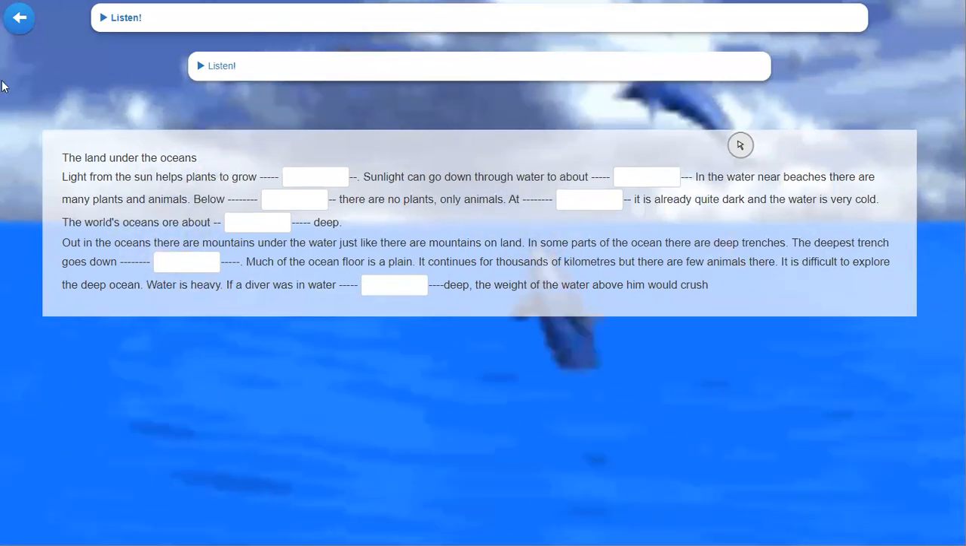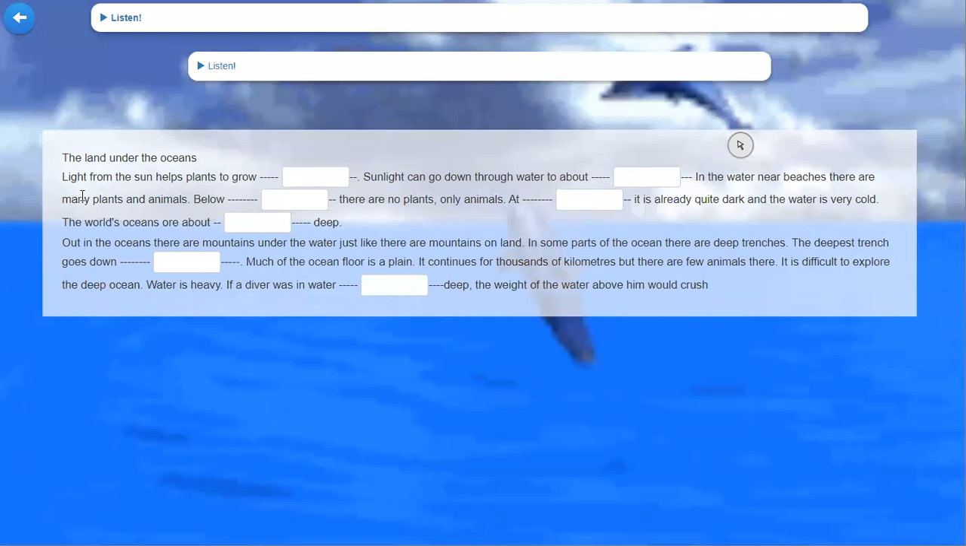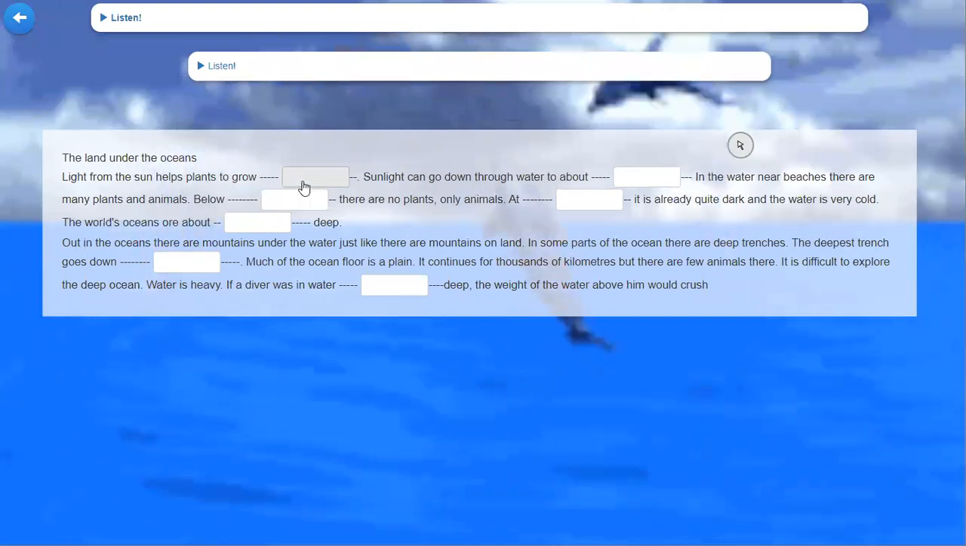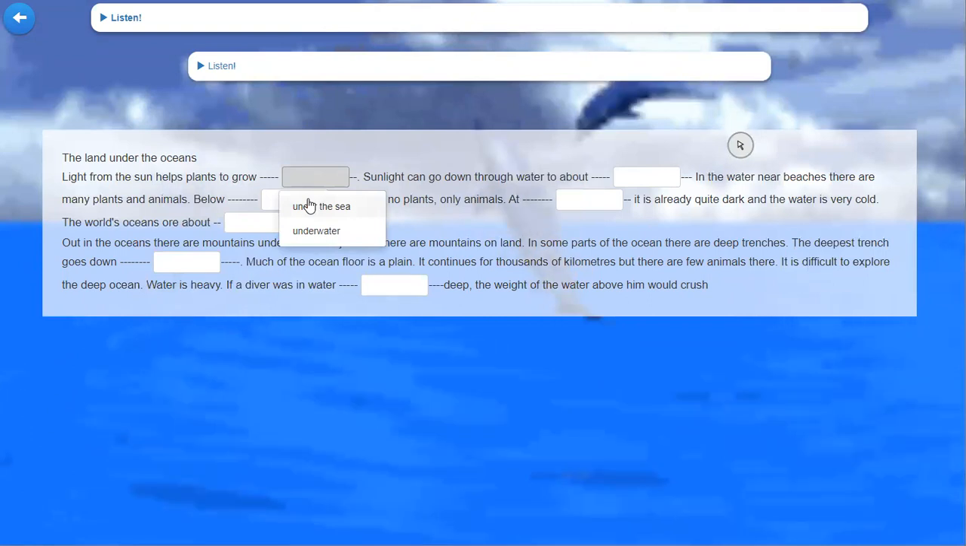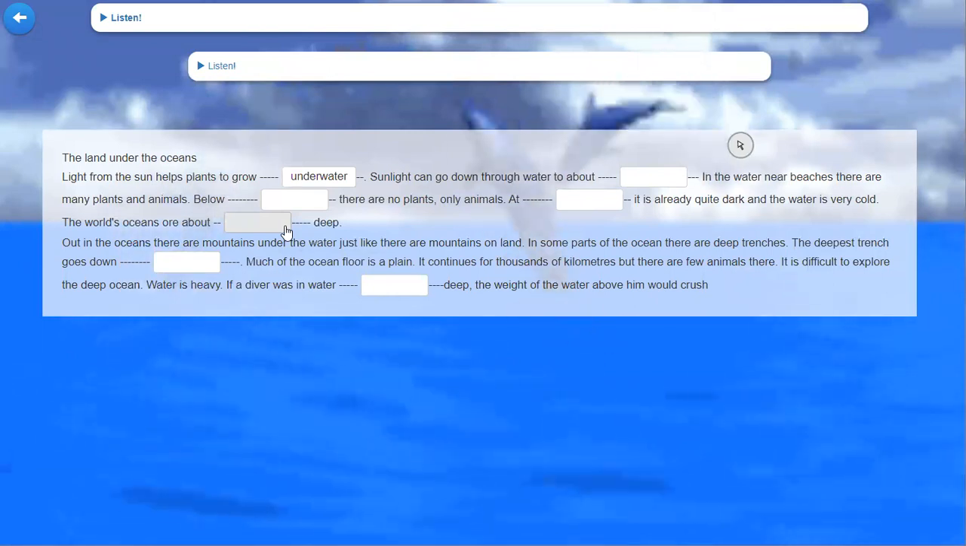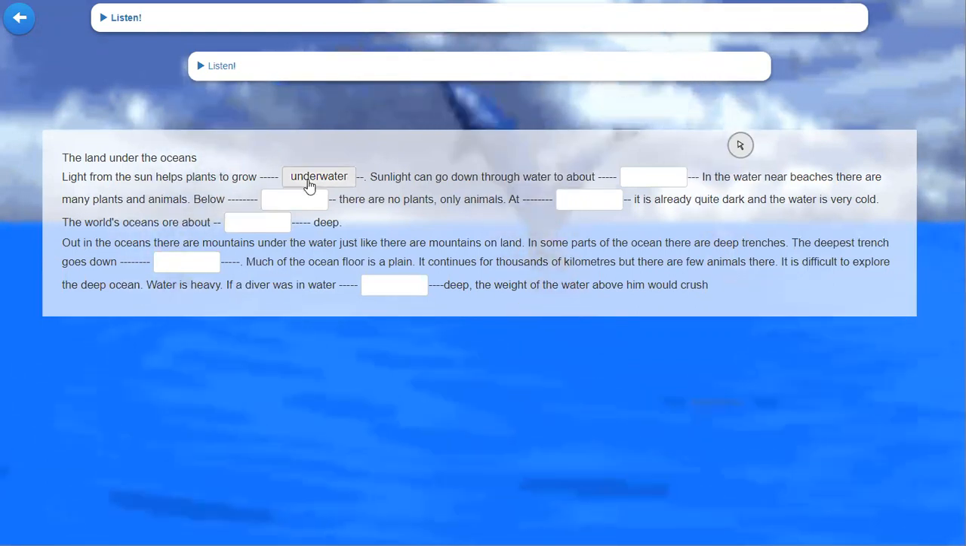Let's read now. Light. Light from the sun helps plants to grow. Underwater. This is in your book. So it helps animals to live underwater. Yes, go on, my friend. Sunlight. So I told you.